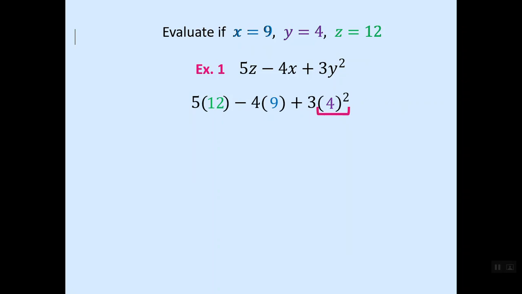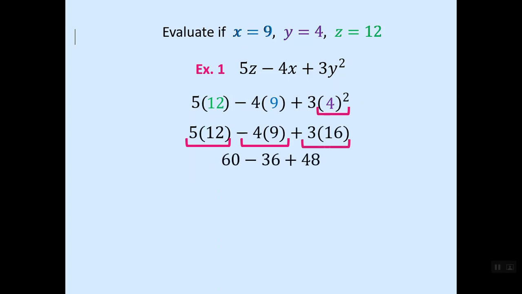The very first thing to do is the exponent, so I'm going to rewrite it just like I see it. 5 times 12 minus 4 times 9 plus 3 times 4 squared is 16. Now, in order of operations, next is multiplication or division, left to right. So I see that I'm going to do 5 times 12, but I know the very next thing after that is going to be the next multiplication, 4 times 9, or negative 4 times 9, actually. And then after that is going to be 3 times 16. So we can kind of do those three all at the same step. So 5 times 12 is 60, minus 4 times 9 is negative 36, plus 3 times 16 is plus 48.